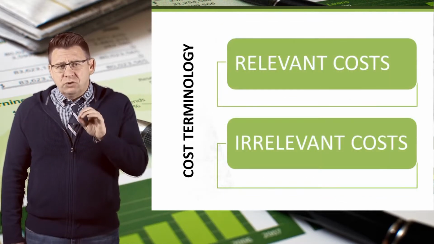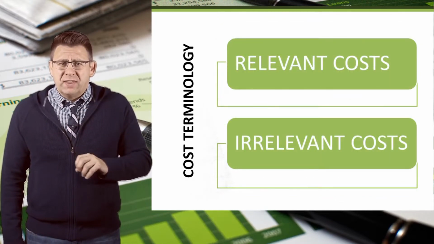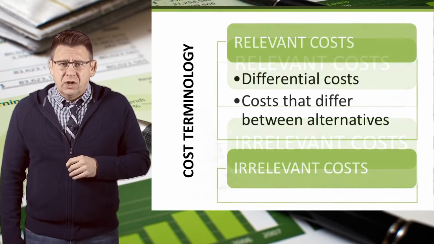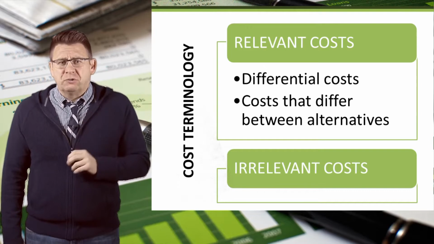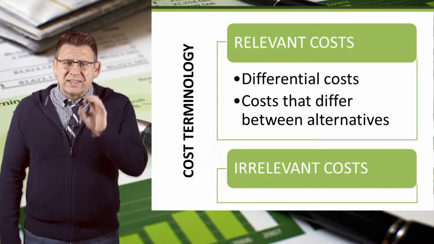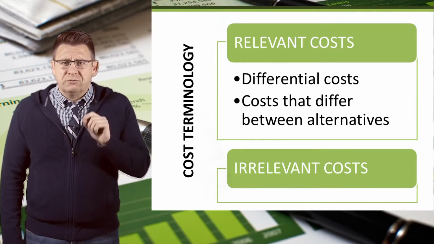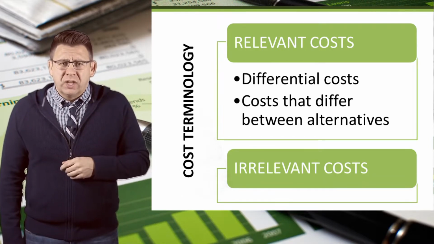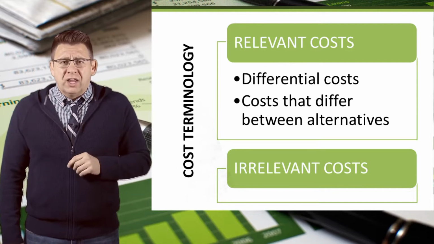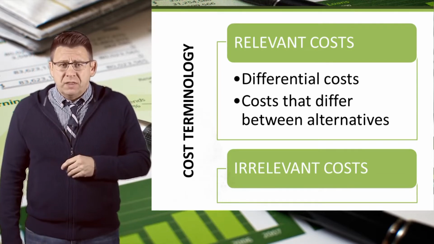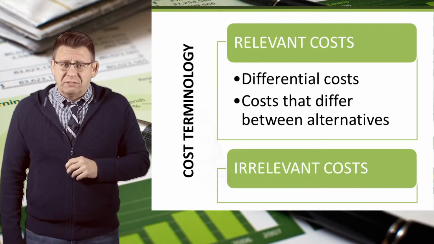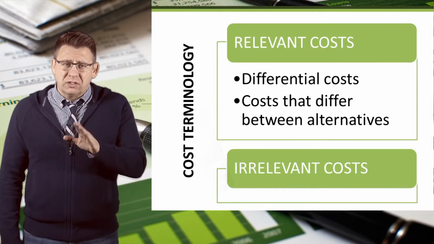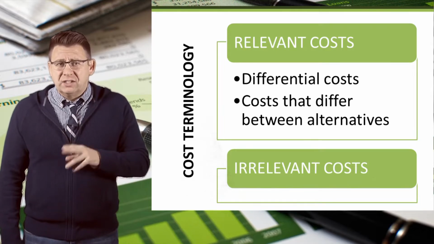Next, let's look at two cost terms we need to understand. They are relevant versus irrelevant costs. Relevant costs are important to decision making. They are costs that differ between alternative choices. An example would be the price of a new car. If you were choosing to buy a new car and the prices were not all the same, then the price of the car would be relevant to the decision. Cost differences between the new cars are known as differential costs.